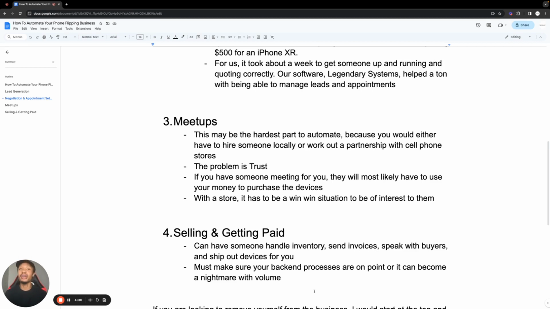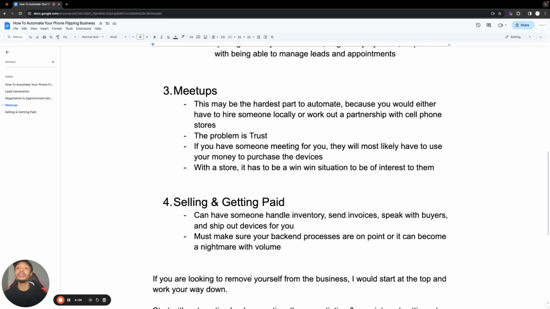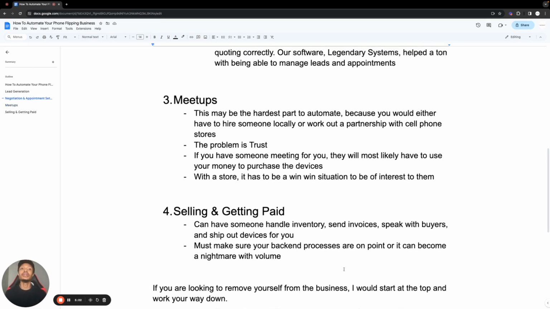But you just have to make sure that your backend processes are on point, because if not, it can become a nightmare with volume. Let's say you start getting 50, 100, 150, 200 devices per week. It can really get out of hand really quickly if you don't have your backend processes on point to really simplify the process.